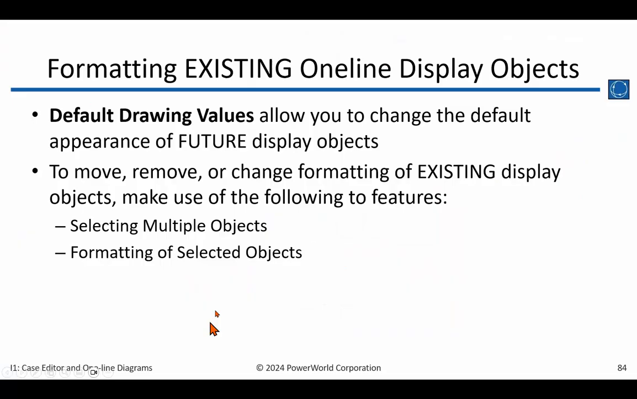Back on the topic of formatting objects, the default drawing values that we looked at earlier allow you to make a change to the appearance of future display objects. So in other words, objects that you will add to the diagram in the future. If you want to change the appearance of things that are already on the diagram, there's a few tools to do that. And if you want to make the same change to multiple objects, you can make a selection of multiple objects first and then do the formatting.